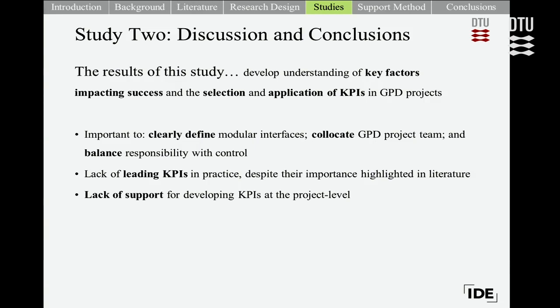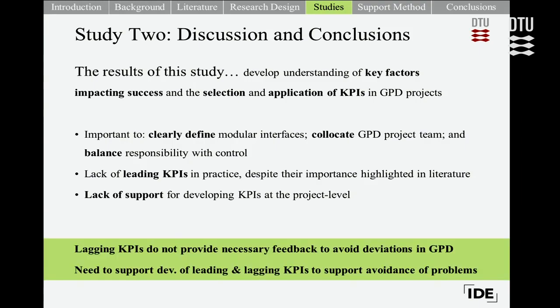And also it's important to co-locate GPD teams during critical stages of the project and to balance this responsibility also with control over tasks. Furthermore, we saw a lack of leading KPIs in practice, particularly in Company A, despite their importance highlighted in literature. And also there was a lack of support for actually developing the KPIs at the project level. And what we see is that lagging KPIs do not provide the necessary feedback to avoid deviations in GPD, as shown from Company A. And also there's a need to support the development of these leading and lagging KPIs to support the avoidance of problems as they arise.